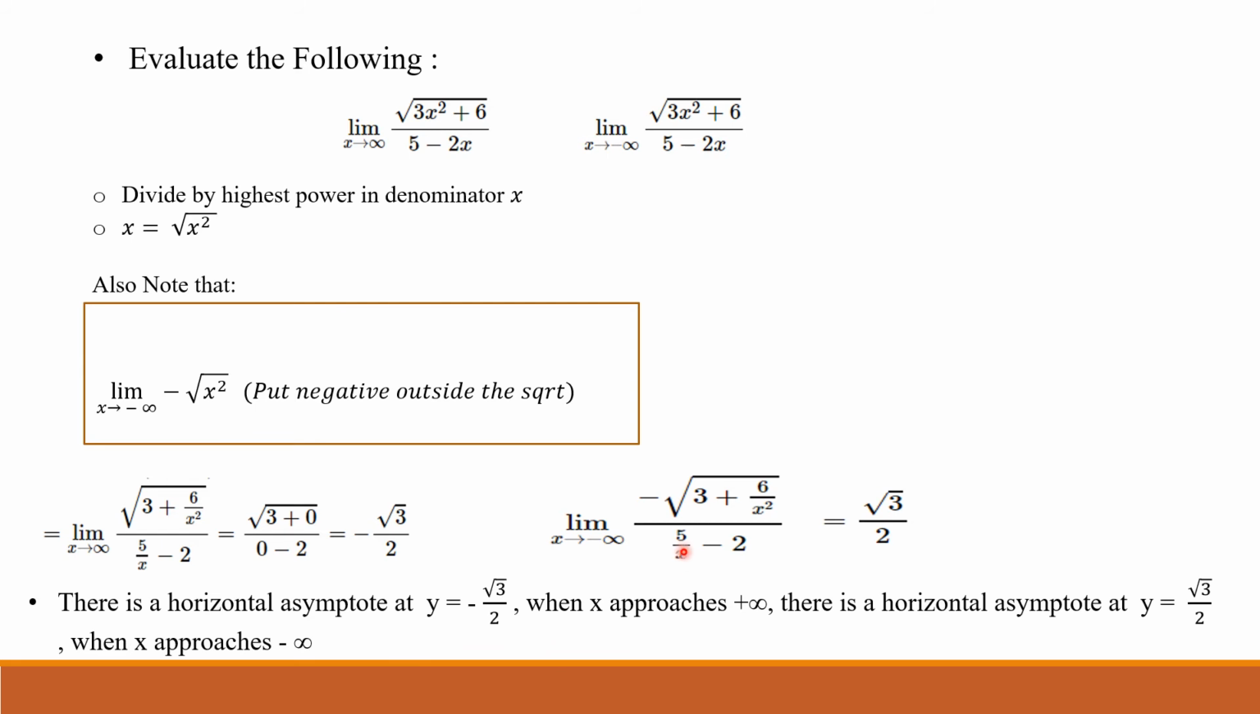In here, the same denominator, but upwards, since this is negative infinity, I will put my negative sign outside my square root. So I will end with root 3 over 2. So here I have a horizontal asymptote at y equals negative root 3 over 2 when x approaches positive infinity. There is another horizontal asymptote, y equals root 3 over 2 when x approaches negative infinity.